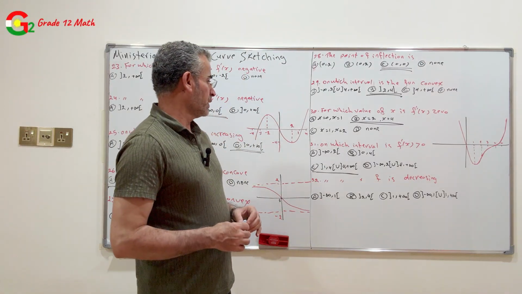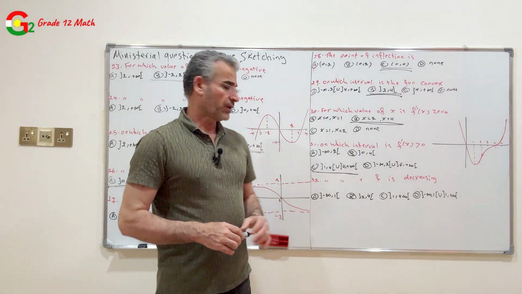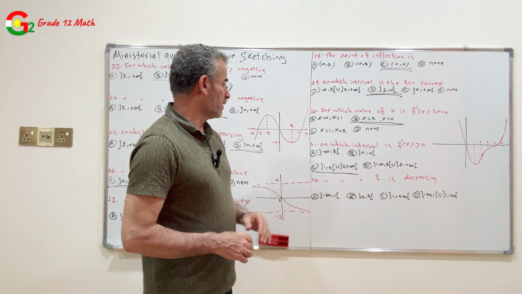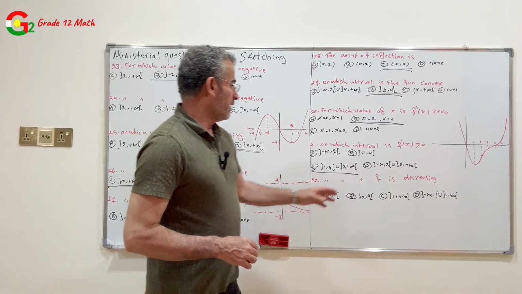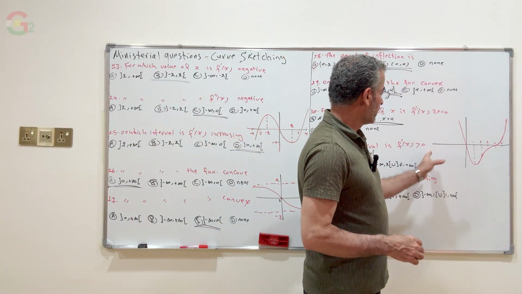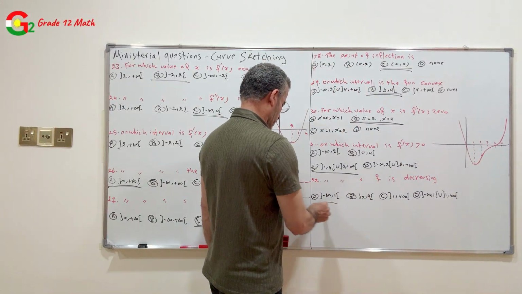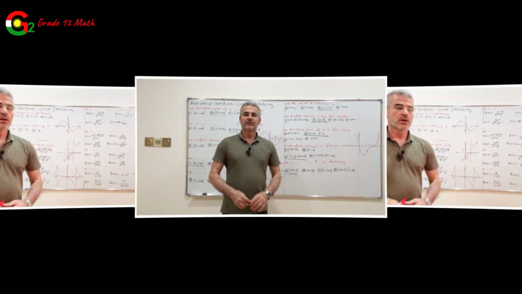Question number 32. On which interval is f decreasing? f is decreasing on the interval negative infinity to 1. Therefore, the right choice is A.